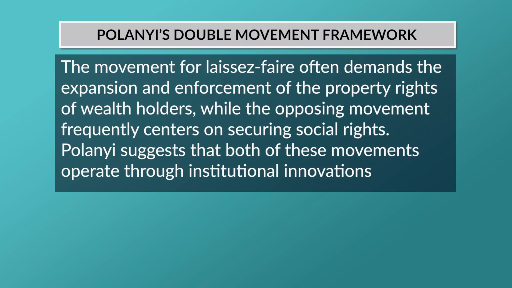How can we understand the relationship between the state and the market? Let us try to understand this relationship through Polanyi's double movement framework. The movement for laissez-faire often demands the expansion and enforcement of the property rights of wealth holders, while the opposing movement frequently centers on securing social rights. Polanyi suggests that both of these movements operate through institutional innovations.